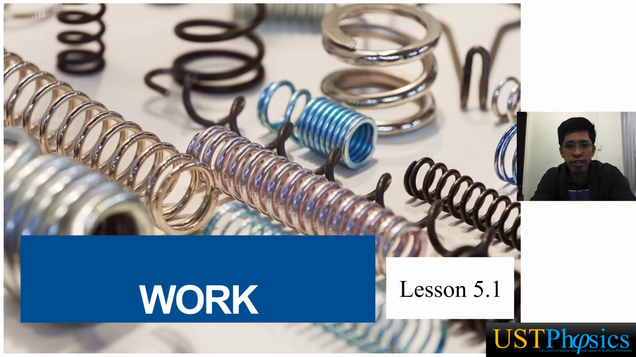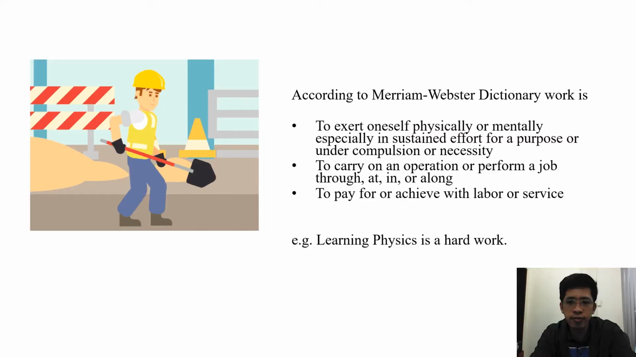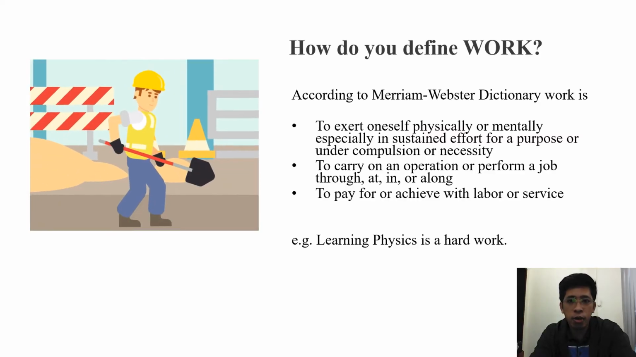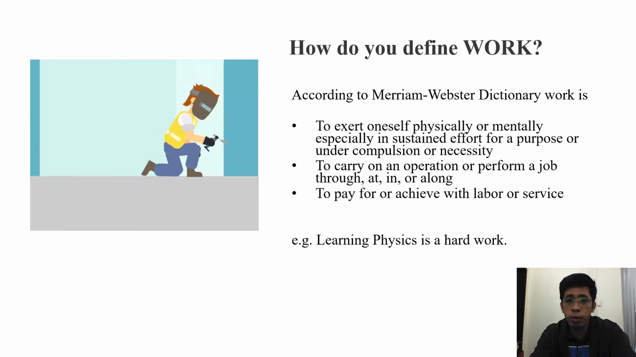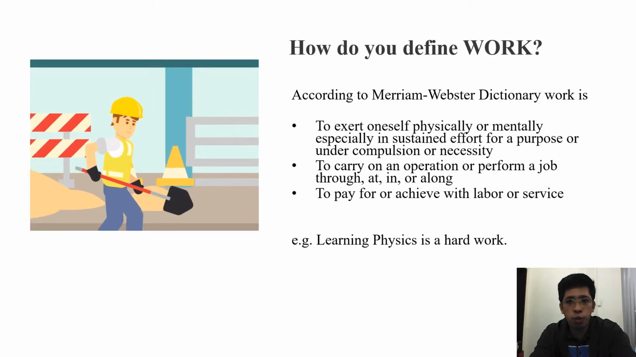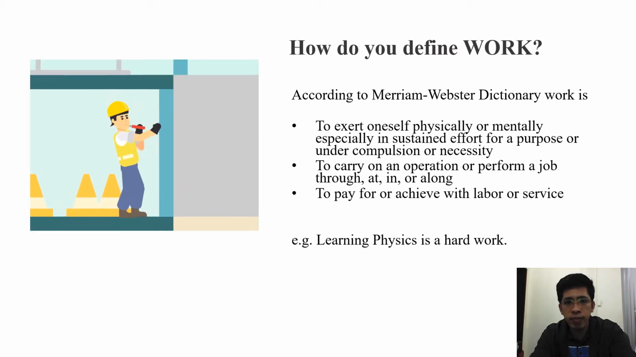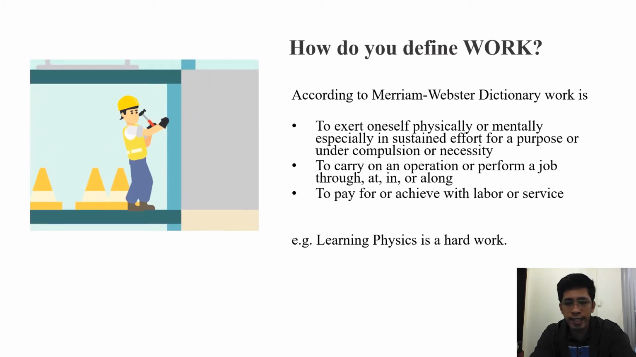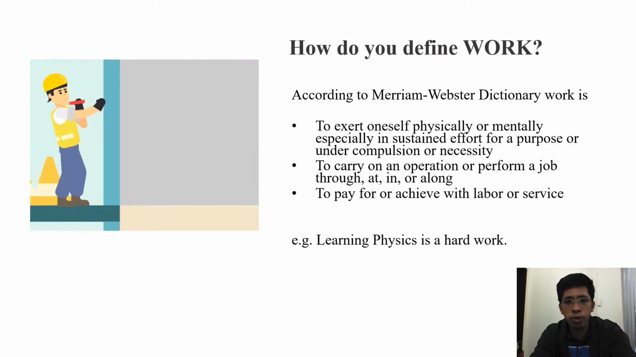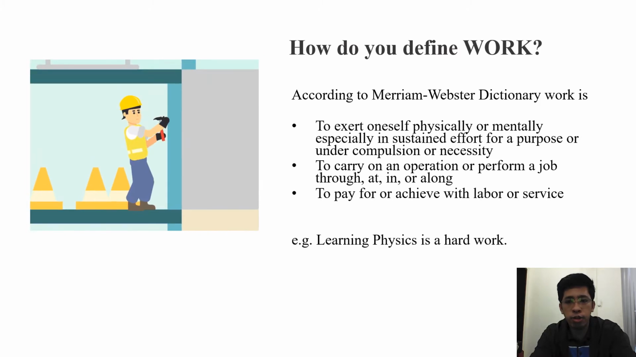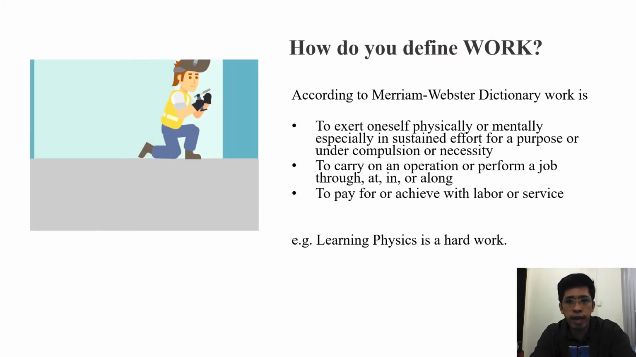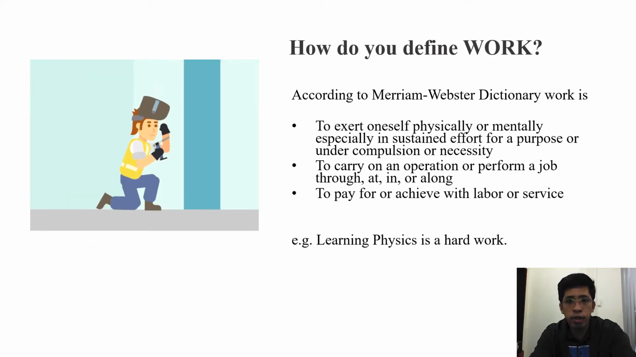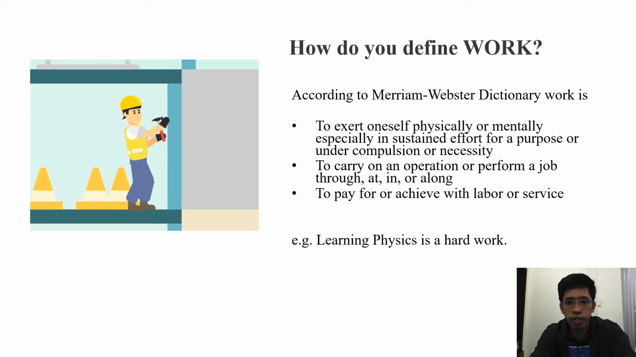We begin with our discussion on work. How do you define work? According to the Merriam-Webster dictionary, work is defined as to exert oneself physically or mentally, especially in sustained effort for a purpose or under compulsion or necessity. Work is also to carry on an operation or perform a job through, at, in, or along. And then it is also defined as to pay for or achieve with labor or service.